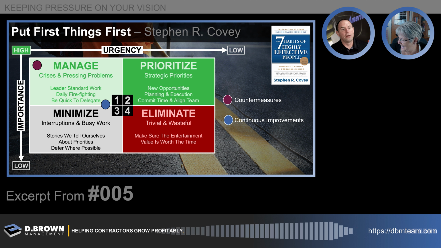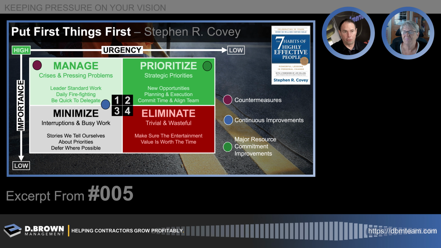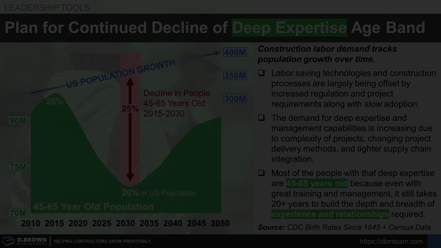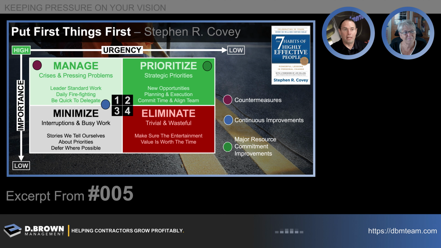And then there's the major resource commitments, and those really need to be prioritized. And unfortunately, for a growing contractor, especially in our current environment where we have major talent shortages on the front end coming into the trades, and also people leaving the industry by retirement, the people with experience that should be focused on those low urgency, high importance, big major resource commitments and decisions are just not truly spending the appropriate time.